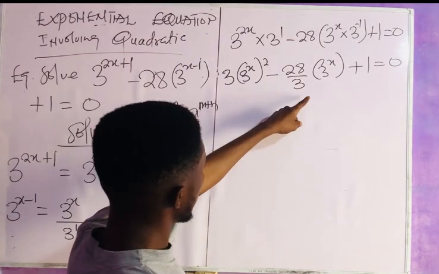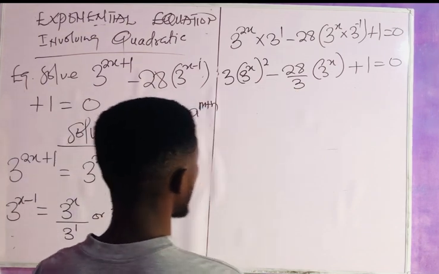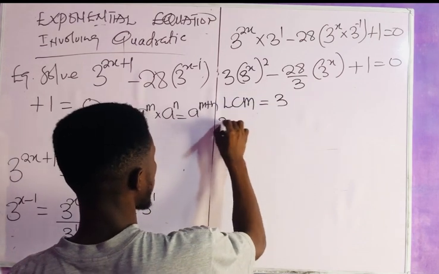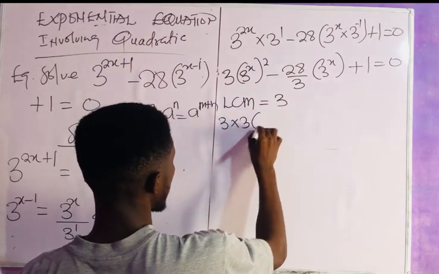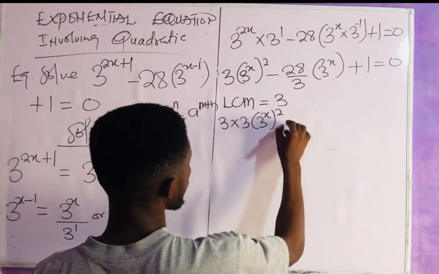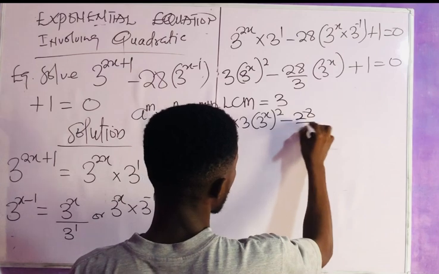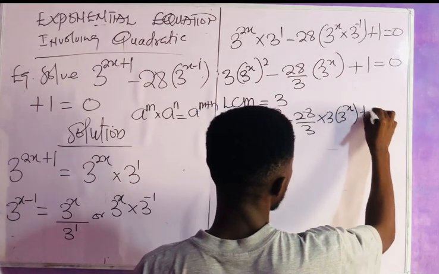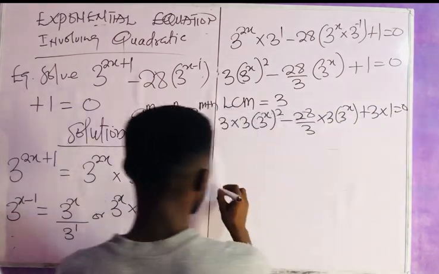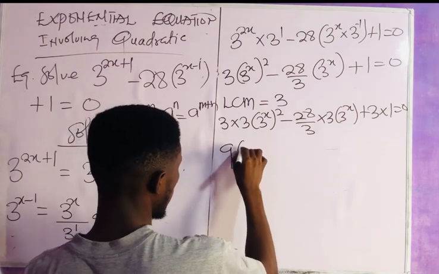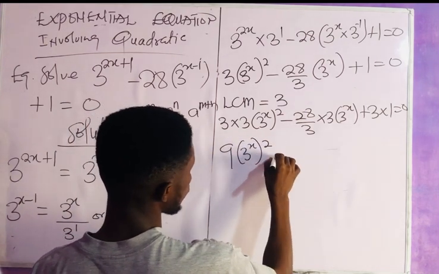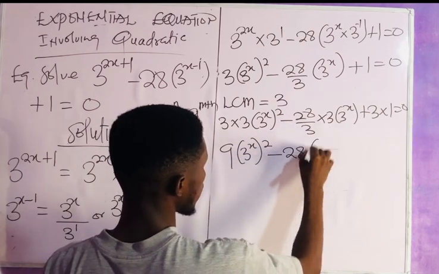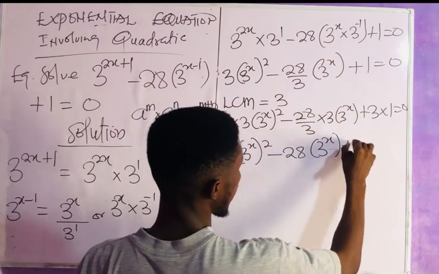So at this point, let's eliminate this fraction part. So let's multiply through by the LCM. The LCM is 3. So you have 3 times 3 to the power x all squared, minus 28 over 3 times 3 to the power x, plus 3 times 1 equals 0. So we have 9 times 3 to the power x all squared, minus, we'll cancel this 3, we have 28 times 3 to the power x, plus 3 equals 0.